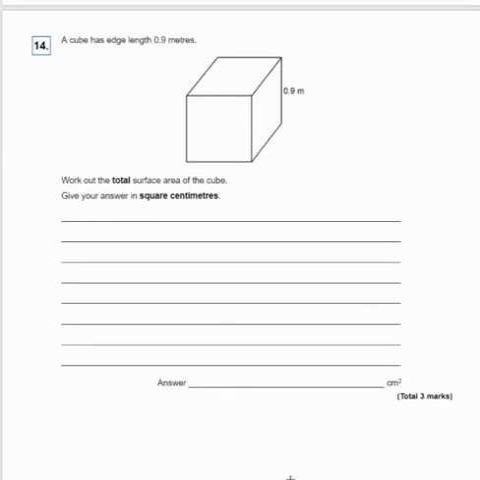Right, next we have a cube has an edge length of 0.9 meters. Work out the total surface area of the cube. Well, we're lucky. It's a cube, so all the faces are squares and they're going to be the same area. It says give your answer in square centimeters. So a good thing to do would be to first of all convert this into centimeters first. So this is 90 centimeters. And then start doing your work.